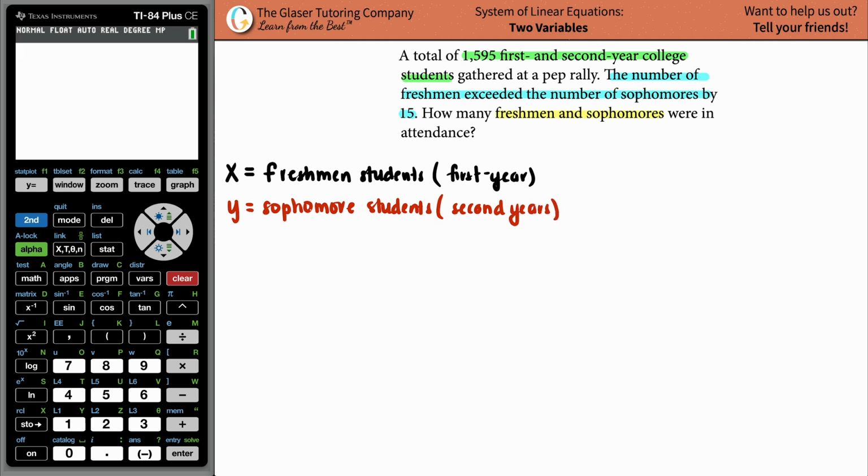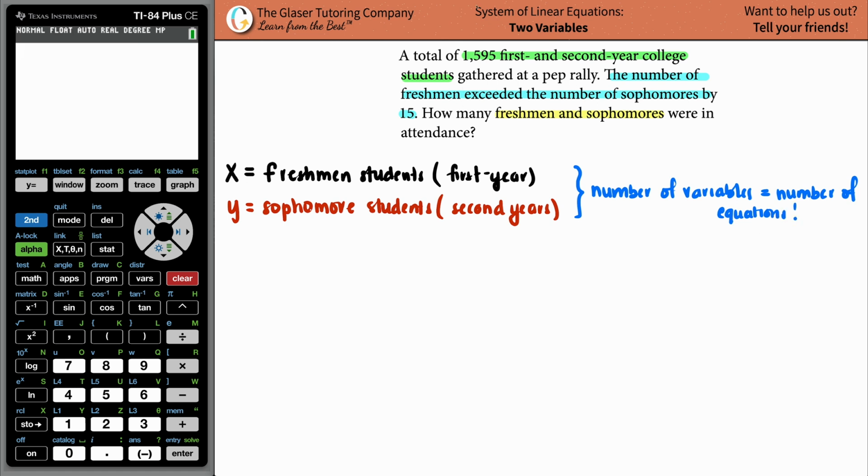Now, the rule of thumb is the number of variables equals the number of equations. So if we have two variables, we need two equations. So let's try to find those out.